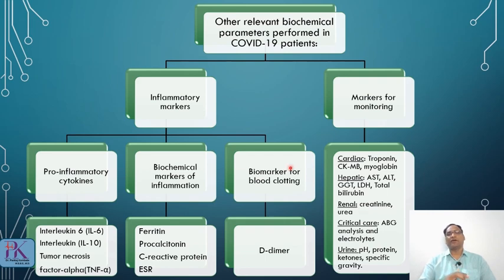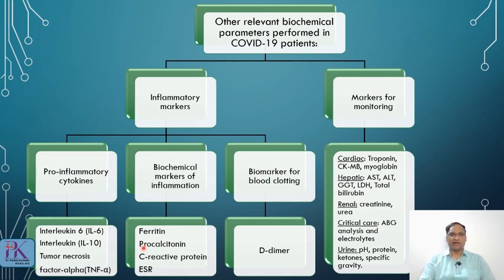Now, if you go back to the question, they are asking about the relevant biochemical parameters performed in COVID-19 patients. So you must write these inflammatory markers first, followed by these markers for monitoring, because specifically they are asking for parameters performed in COVID-19 patients. So don't miss these inflammatory markers. Okay, at least 2 or 3 parameters you must remember, followed by the markers for monitoring. You already know this, but these parameters you can't miss because these are specific for COVID-19. Okay, these are very specific.